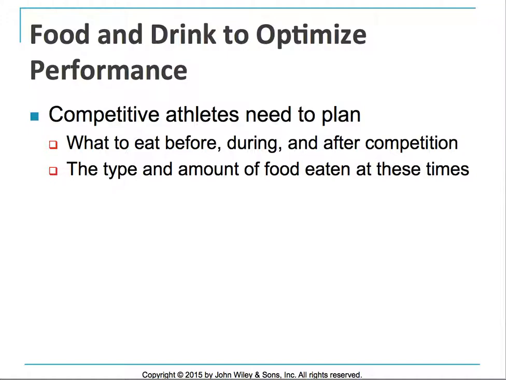Food and drink to optimize performance. Competitive athletes need to plan. They need to plan what to eat before, during, and after competition, and also plan the type and amount of food eaten at these times.